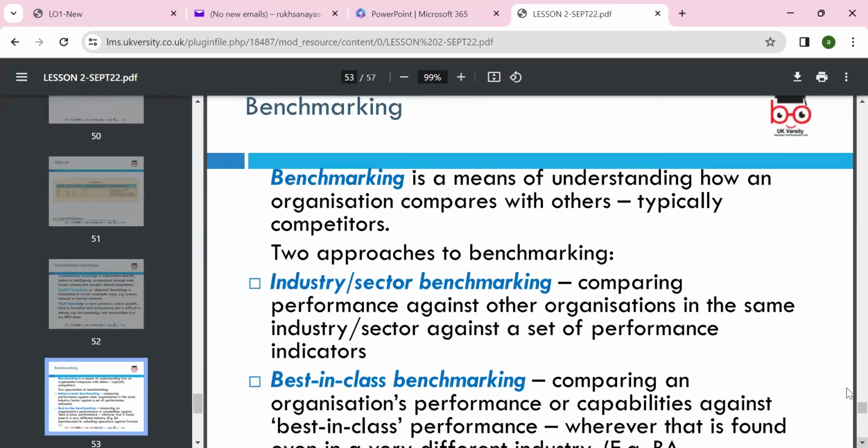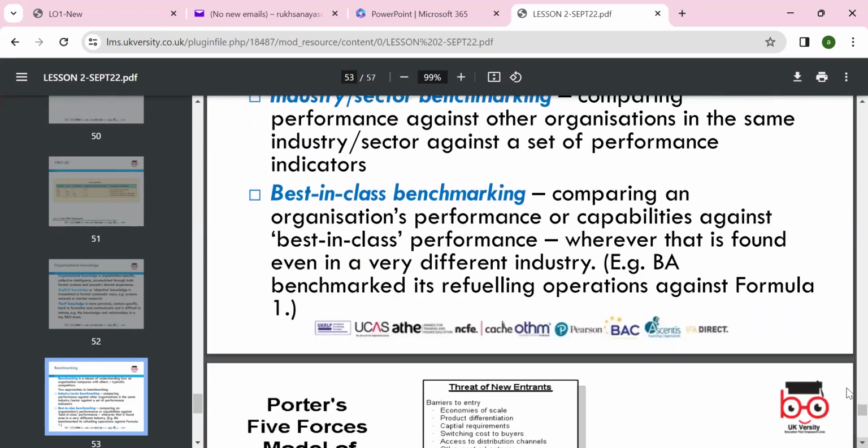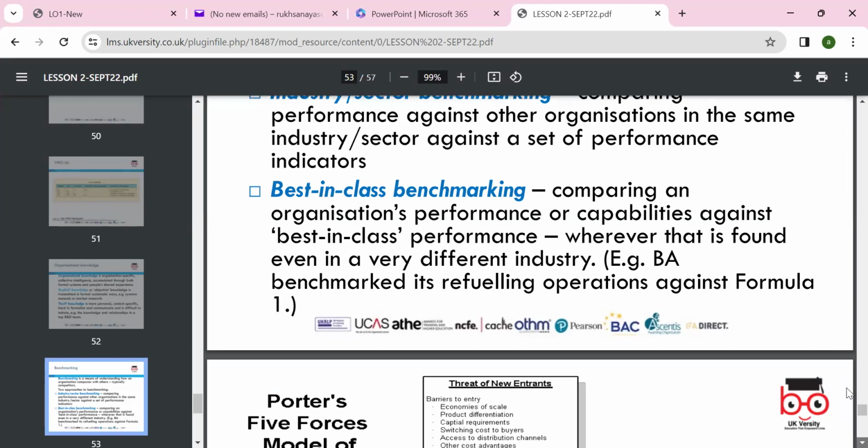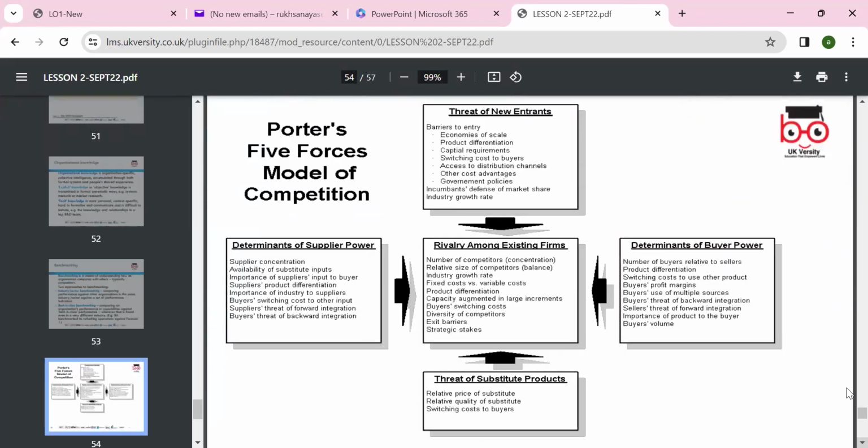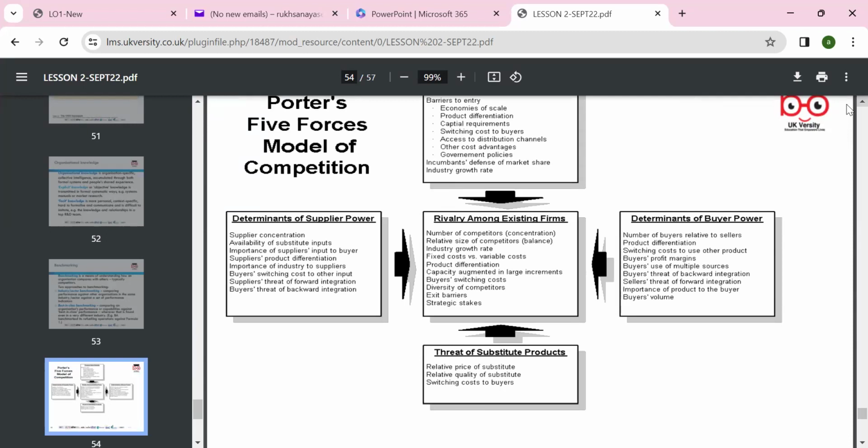We can set up a benchmark according to the industry, which means understanding how the organization compares with others. There are two typical approaches: industry and sector benchmarking, comparing performance against organizations in the same industry or sector, and best-in-class benchmarking, comparing organizational performance or capability against the best-in-class performance wherever that is found, even if it varies by industry. And then we have Michael Porter's five forces, which we can look at.